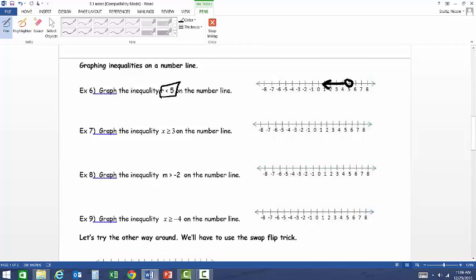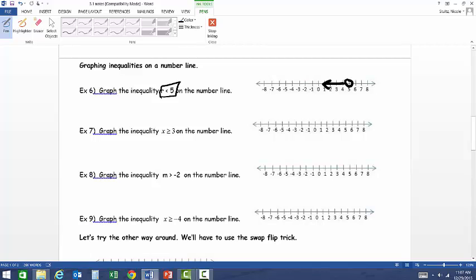Now what this means is I'm asking you for numbers less than 5. 5 is not included as an answer because 5 is not less than itself. If it said less than or equal, then 5 would be included.